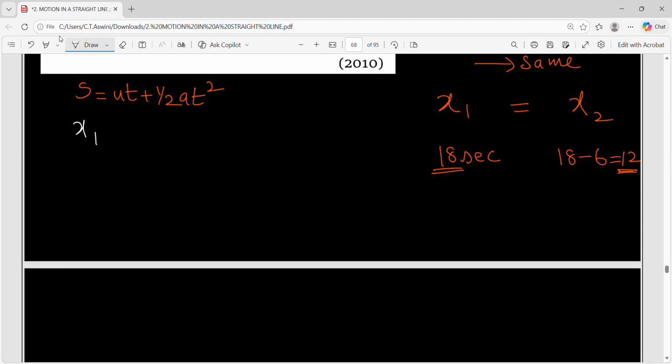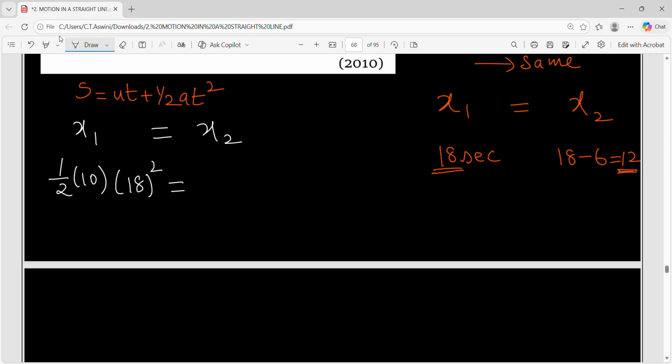Now first ball x1, second ball distance travelled x2, equal. For the first ball, initial velocity is 0. So you'll get half a t square, where a is acceleration due to gravity here, and it is taking 18 seconds. So half a t square.